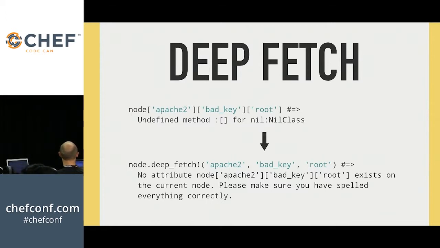The problem with deep fetch is it's an API change. It's not a thing that you can just dump in and require. You actually have to go through and change the way that you're accessing node attributes. But it's super, super helpful, especially if the bad key here is like Chef environment, right? Which isn't super obvious whenever the thing comes back and it's like, nope, I don't know what you meant about nil something colon stack trace.